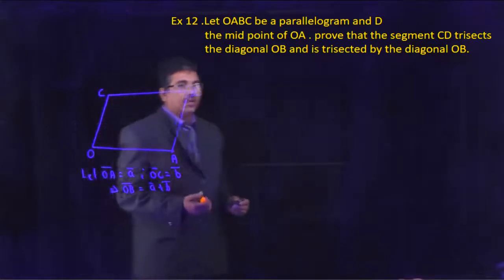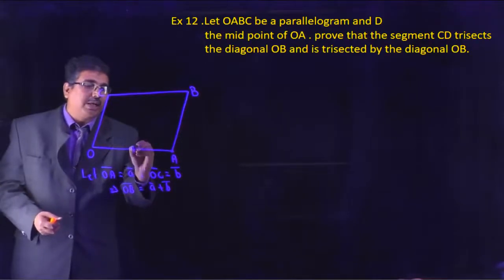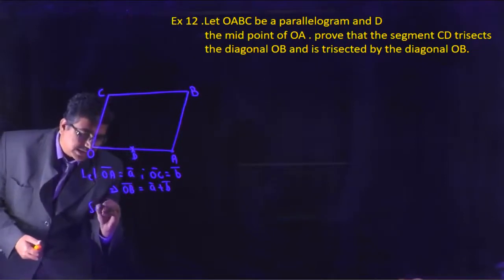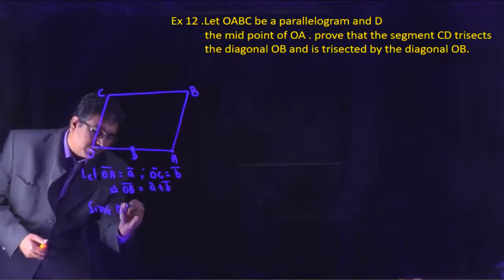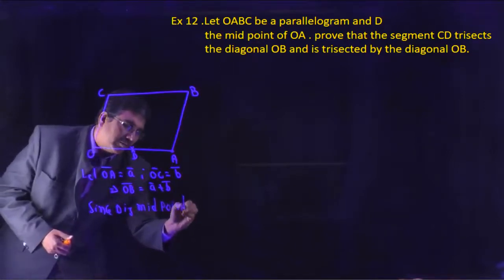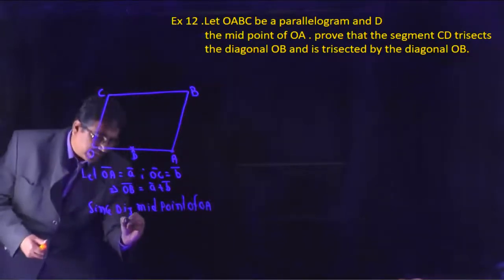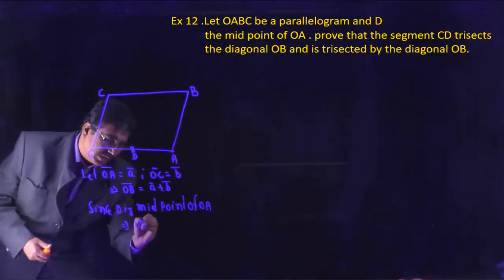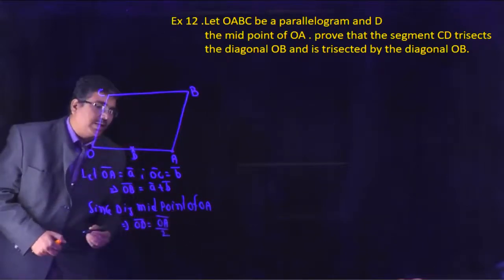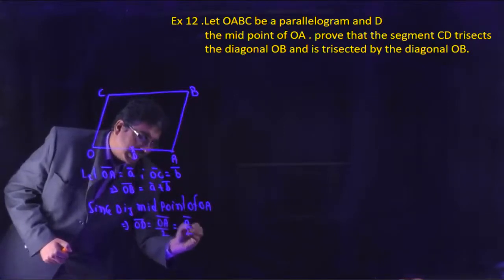Now D is the midpoint of OA. Since D is the midpoint of OA, OD bar is equal to OA bar by 2, that is equal to a bar by 2.